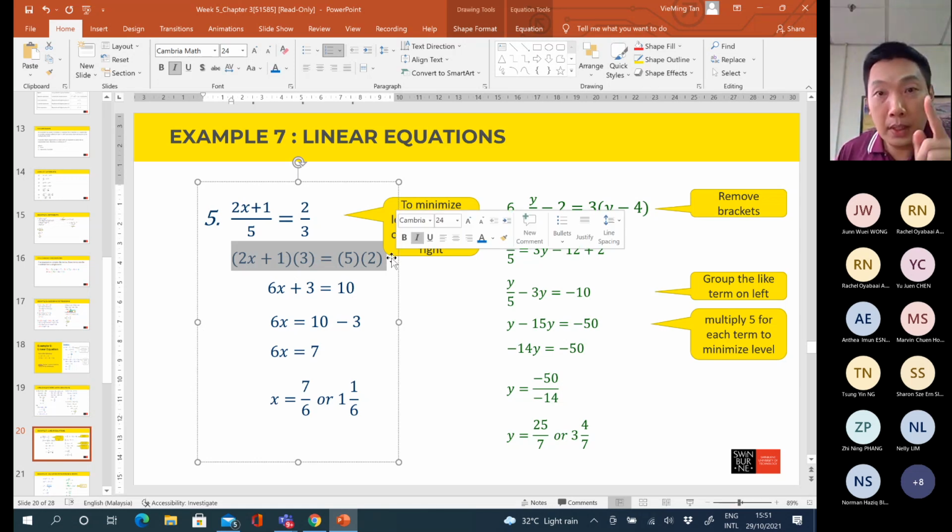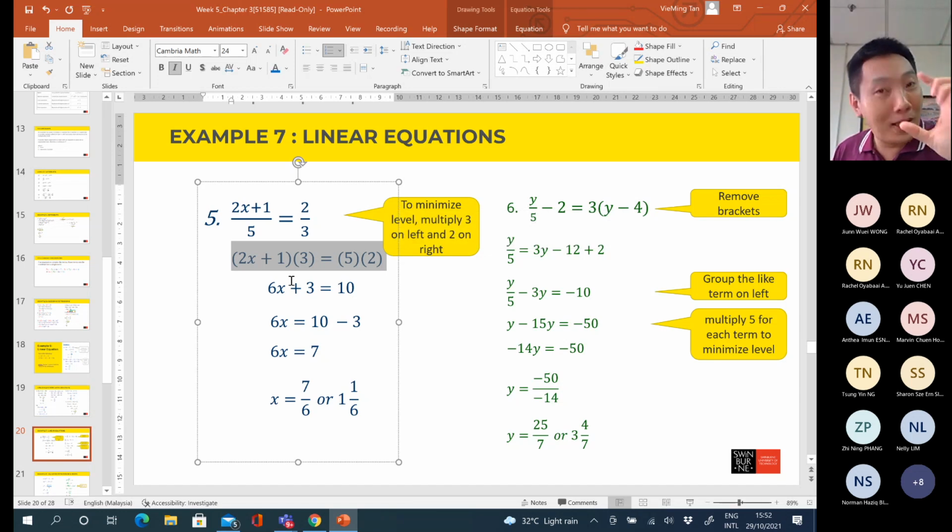Okay, we can only do this if each side has only one term. That means if each island has only one house, then we can do the cross multiplication activity. Otherwise we cannot. Remember, we can do the cross multiplication activity if each side has only one term. All right, now we can try to remove the brackets.